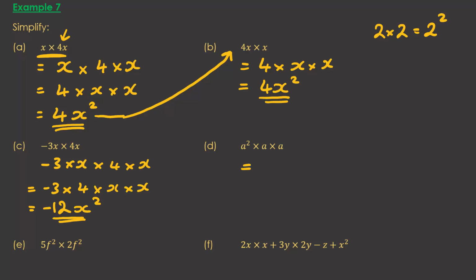a squared times a times a. Well, for now, let's just think about that a squared as being a times a. So that's that bit. And then I'm timesing by a and by a again. And you should recognize that that would be a to the power 4.